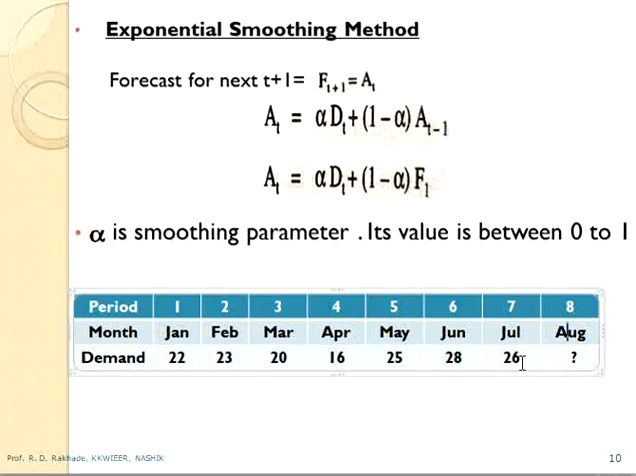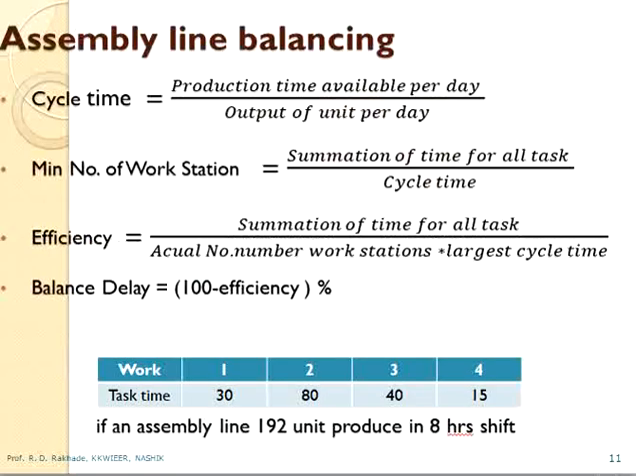So next important topic is assembly line balancing. Here the main objective is to make the assembly line efficient. In an assembly line there are a number of workstations at which a number of tasks or events are performed. So the main objective is to calculate the efficiency of the line.